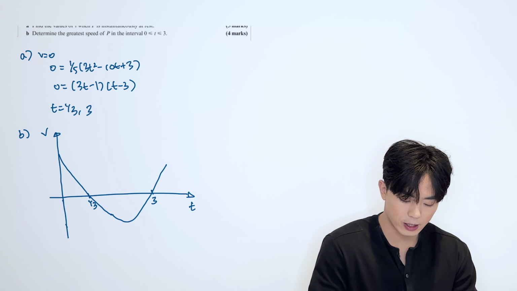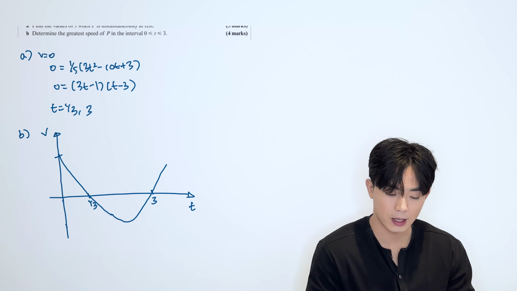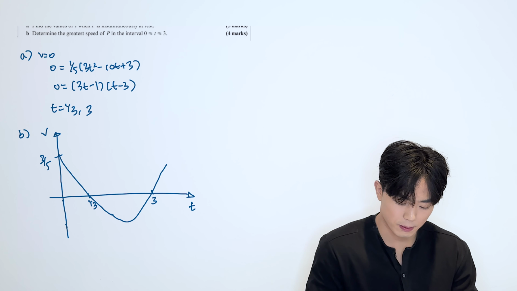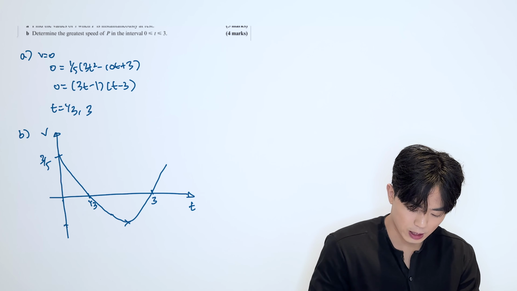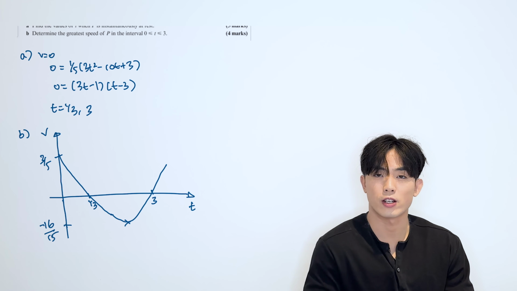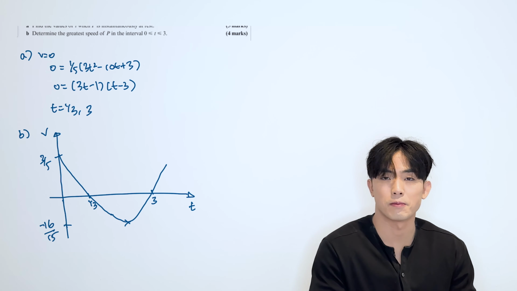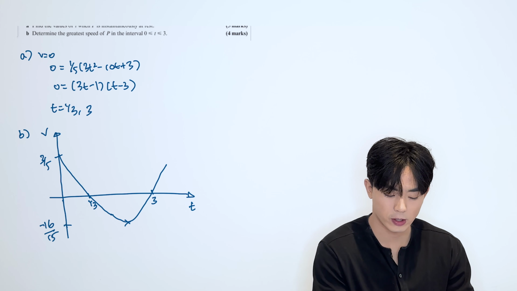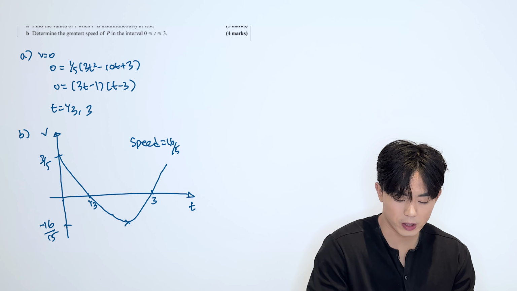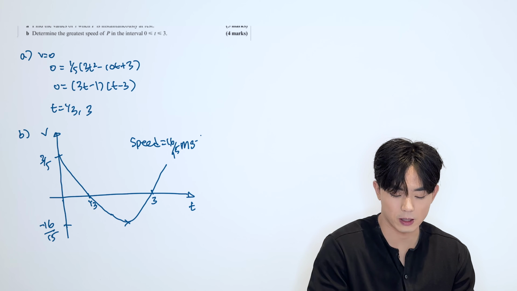For this scenario, when t is 0, you can plug it in. This will give you 3/5. And then we want to know the maximum value here, and if you were to work it out, it should be minus 16/15. So the greatest speed being the magnitude of the velocity, it doesn't matter if it's positive or negative, we just care about the magnitude. The greatest speed will be equal to 16/15 meters per second.